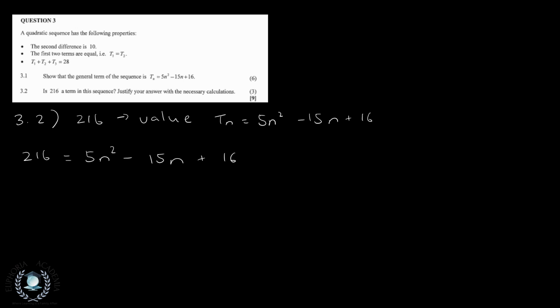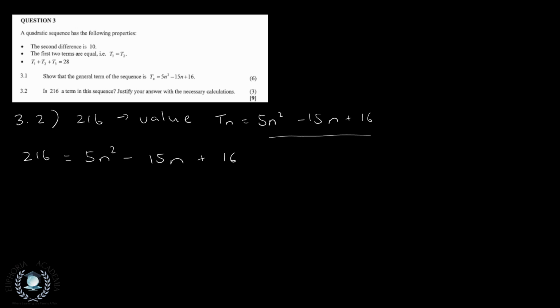And just a note, if you are not able to do question 3.1, it's advisable to continue with 3.2, because you can just use whatever answer they give you from 3.1. So we know that the general sequence is this, so you can still continue. You don't have to skip the question and lose 9 marks in total. You can just get 3 at least.